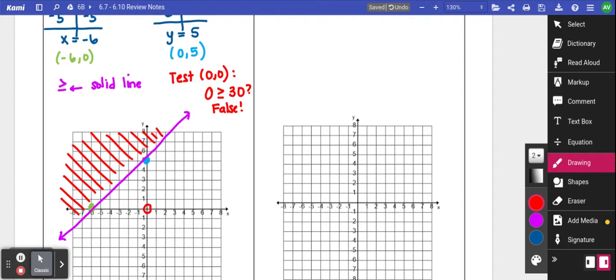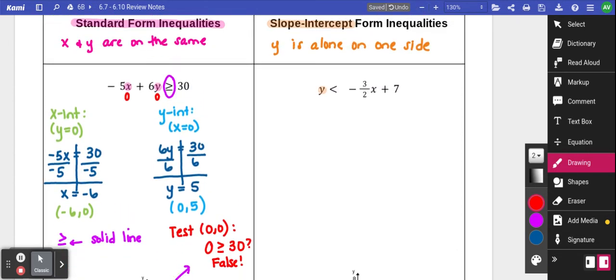Now let's go back and talk about how we would graph this inequality if it was in slope-intercept form. We have a different strategy for this kind of equation because it's easier to find different things because of the format. In this equation, we're going to identify the slope and the y-intercept.